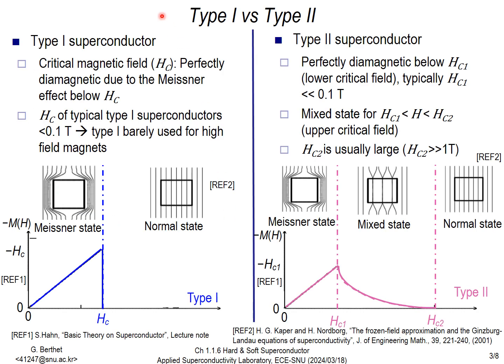First of all, Type 1 superconductors are in the Meissner state when they are superconductive, therefore, their magnetization curve is linear until they reach the normal state. The critical field of Type 1 superconductors is usually below 0.1 T, which is their biggest limitation.